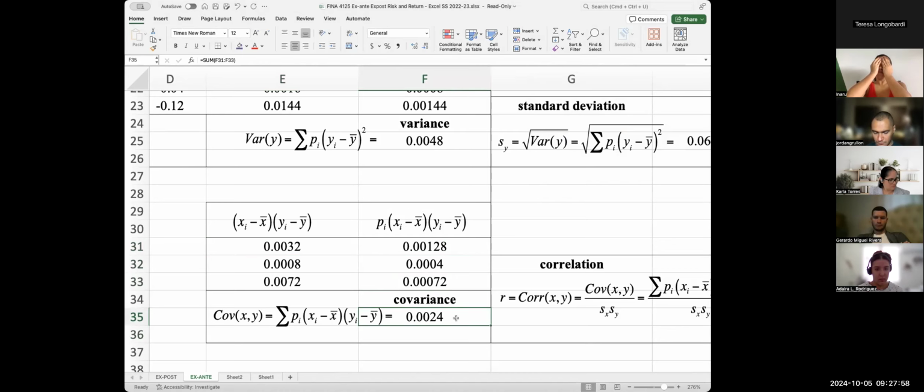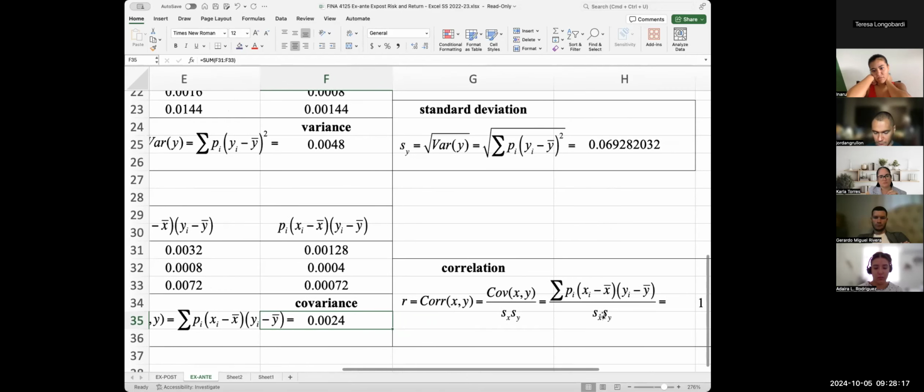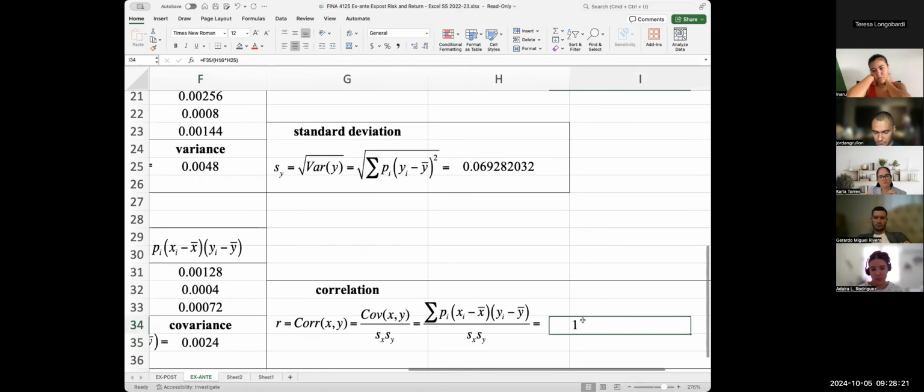This represents, we interpret that to say, the direction of the relationship between the variables, and we have trouble understanding the magnitude, like that number. We're not sure what 0.0024 is. Is that high? Is that low? So that's why we standardize. That's why we divide by the standard deviations. And we get 1.